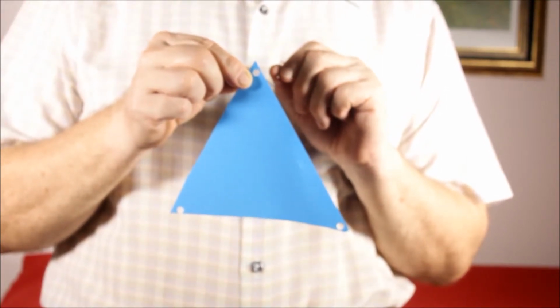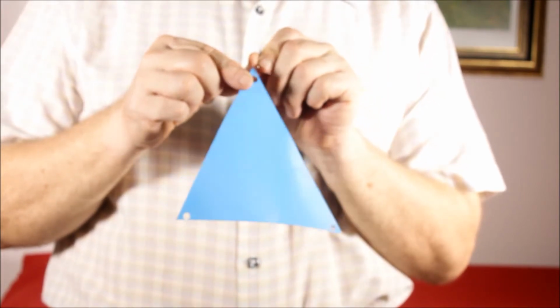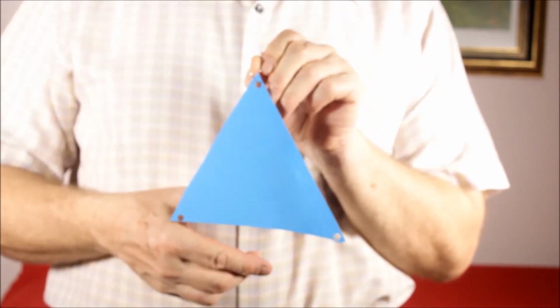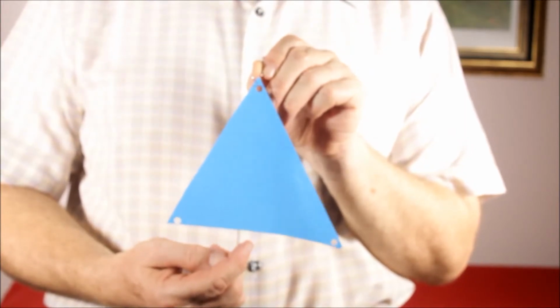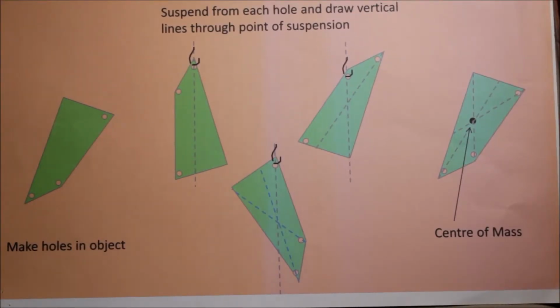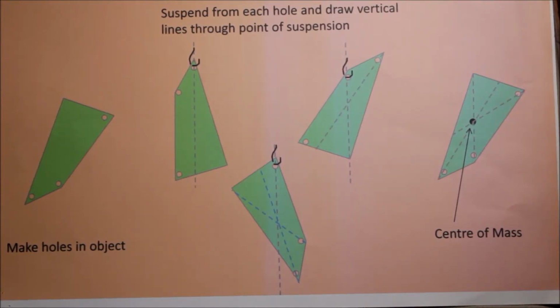We make a small hole and support the object from a wire through the hole. The centre of mass must be on a vertical line through the point of suspension. If we make several holes near the edge and repeat the experiment, drawing a line each time, the centre of mass will be where these lines cut.